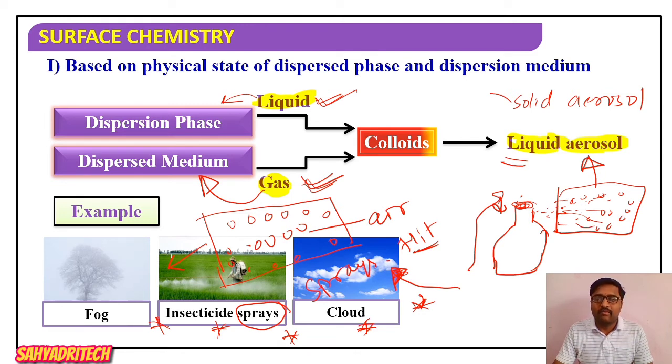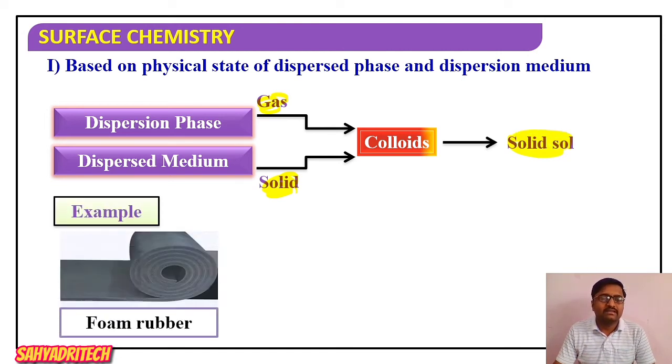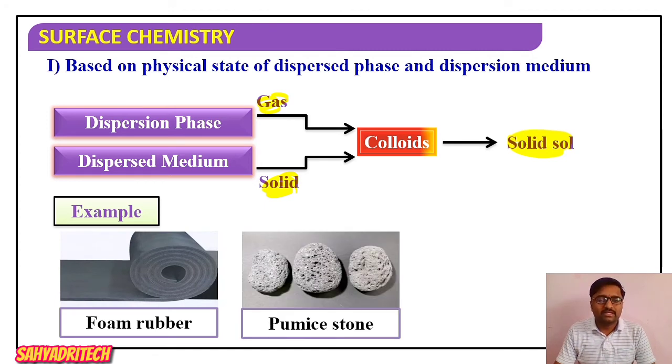Okay, well, next, coming to the next type. If the dispersed phase is gas and the dispersion medium is solid, what have we learned here? The colloidal system is called solid sol. We call it solid sol. What are the examples? Foam rubber is an example of solid sol. Pumice stone is also an example of solid sol.